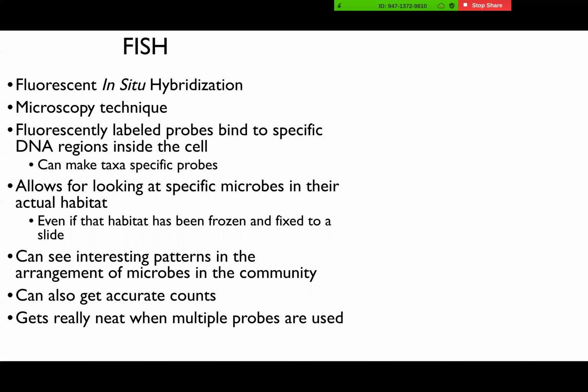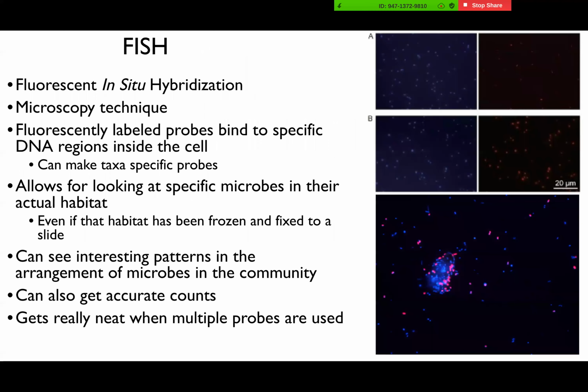The first one we're going to talk about is actually fluorescent in situ hybridization, or FISH. So it's pretty pictures plus awesome name. Now, this is a microscope-based technique, and what you do is you fluorescently label DNA probes that bind to specific DNA regions in a cell. So what you can do is generate taxonomic-specific probes that will bind to, say, only E. coli or only Mycobacterium or something like that.